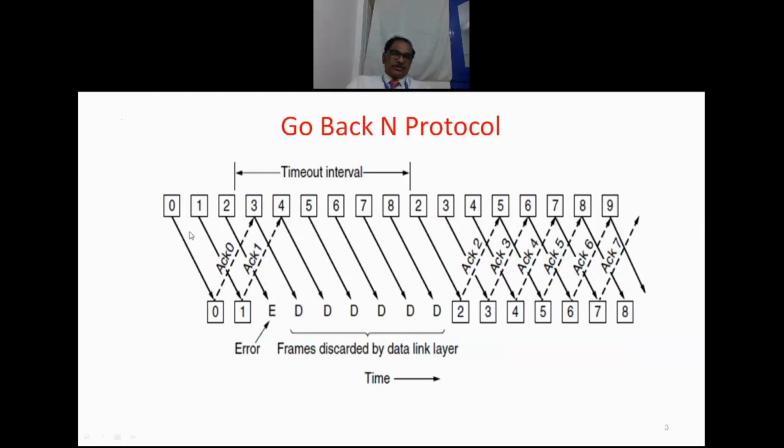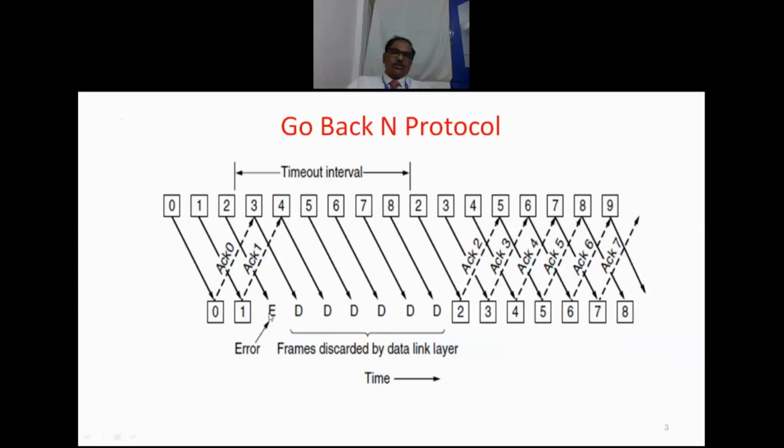Now the receiver has received frame 0, and frame 0 doesn't have any errors. So it is accepted, handed over to the network layer, and the acknowledgement for frame 0 is sent back to the sender. During the next frame time, it has received frame 1. Let us assume frame 1 also has no errors, so it is accepted, sent to the network layer, and the acknowledgement is sent to the sender. During the next frame time, frame 2 is received, but frame 2 has an error.